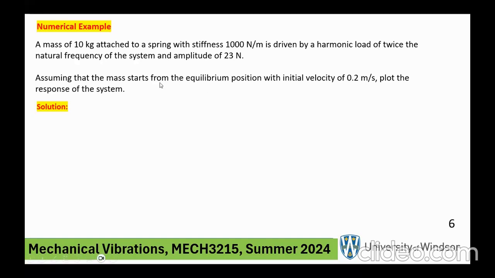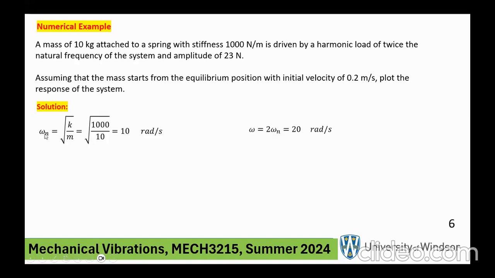Assuming that the mass starts from the equilibrium position, that says x naught equals 0. And this says v naught equals 0.2 meters per second. So it's just a matter of calculating the stuff and plugging it into the equation that we got in the previous slide. There's no memorizing that. Write it down or bring it with you.